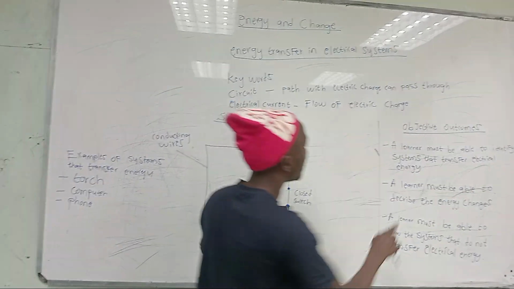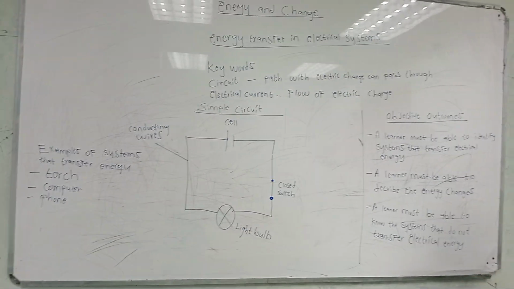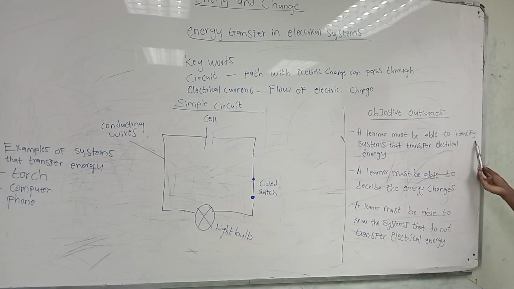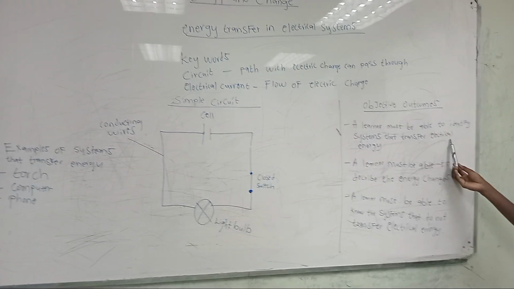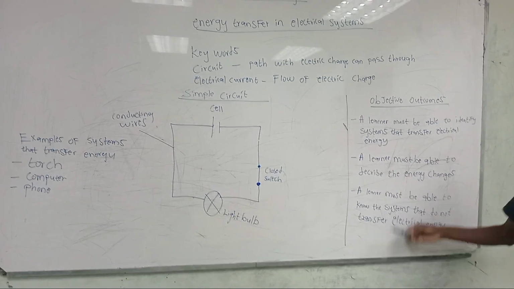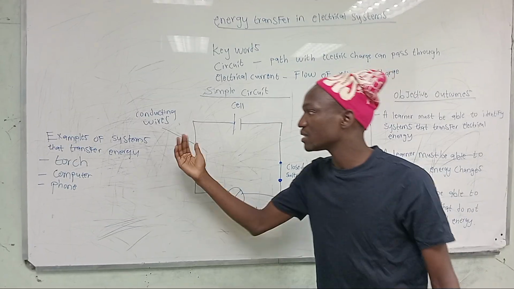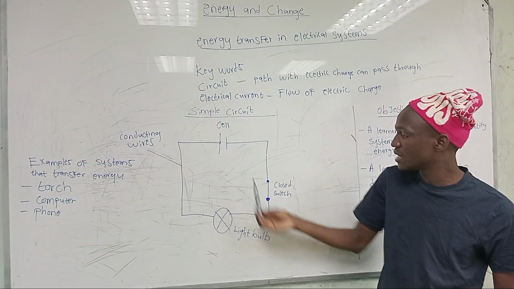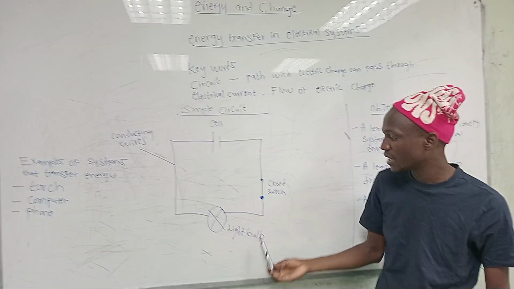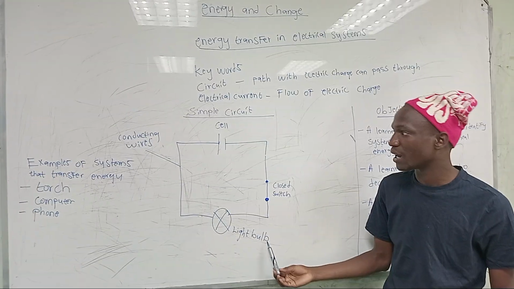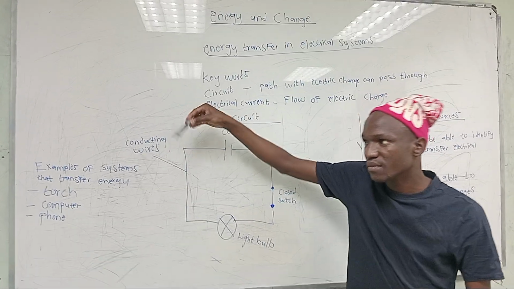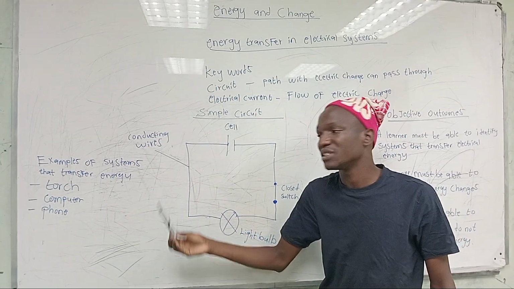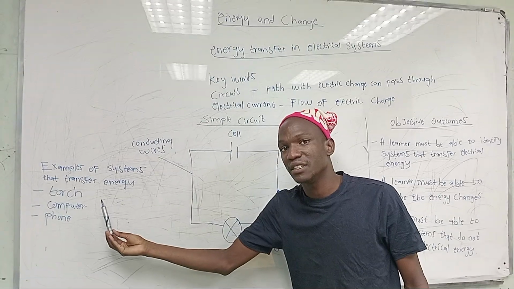And then here we have an objective outcome. What a learner needs to know at the end of the lesson is that a learner must be able to identify the systems that transfer electrical energy. An example of a system that transfers electrical energy is something like a torch, which has a cell, a switch, a control for on and off, and a light bulb. As well, it has conducting wires, and then a torch can be one of the systems that can transfer energy, because there's a lot of energy transfer inside a torch.